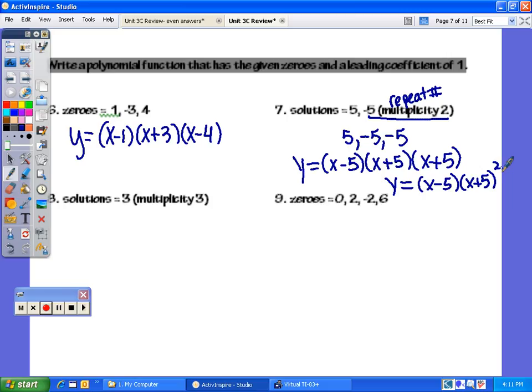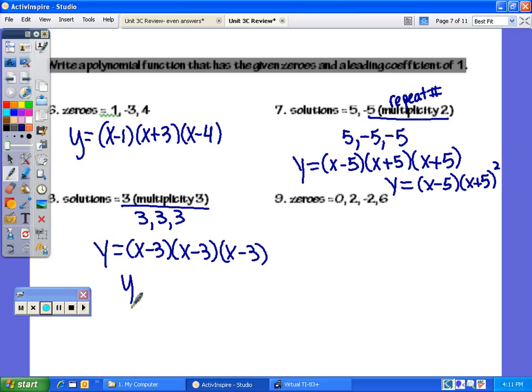Okay, so with multiplicity of 3, we're going to repeat the 3. So that would be x minus 3, x minus 3, because remember it's always opposite with x in front. x minus 3. Since there's 3 of them, you can just write x minus 3 cubed.